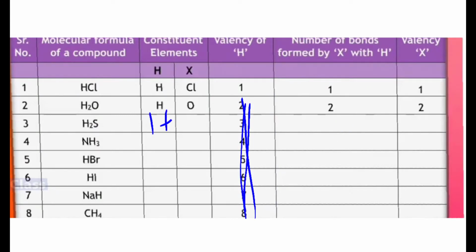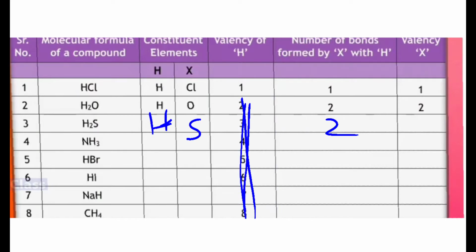We have H here. When it is H2S, how much valency will come? You will have S and then H and H, so it will be in a similar manner. So it will be 2 and 2. Correct? It is like H2O only.